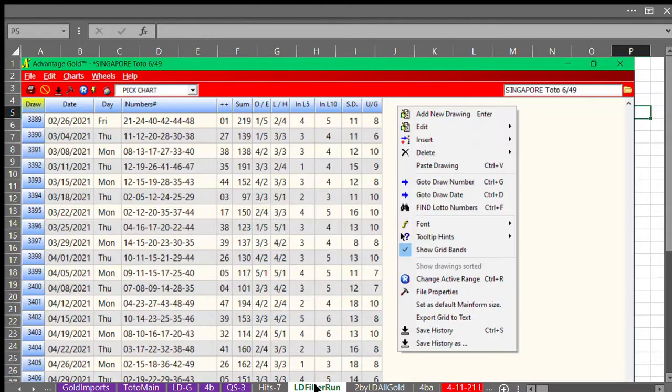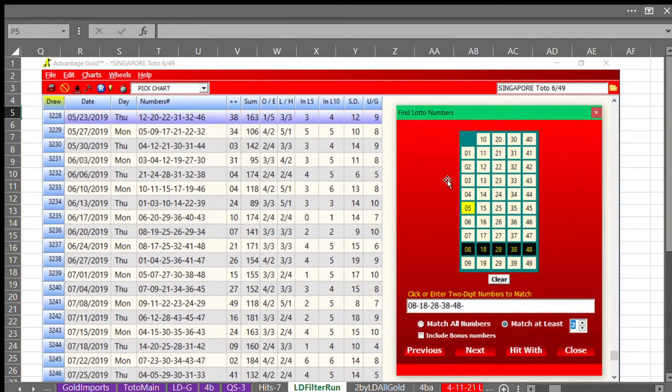So when you run the filter, this is the main page. In this blank space, you want to right click. When you right click, this menu comes up. So find lotto numbers is what you want. It's got the binoculars here. So you click on the find lotto numbers, and this is what comes up. You get this box here, find lotto numbers.